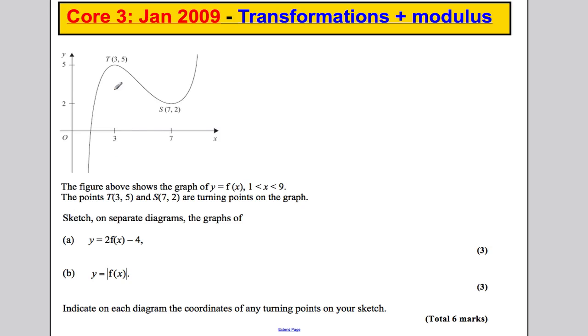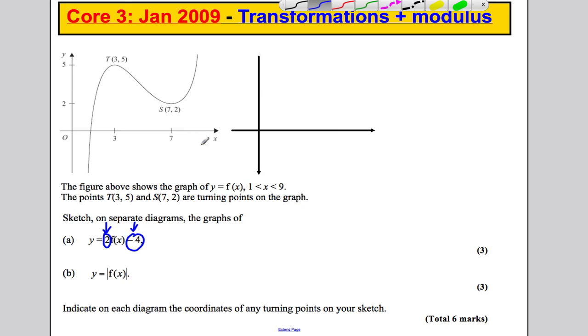Okay, we're given a function, we're told some key points here, and we're asked to draw the following. Now, for part A, there are 2 transformations going on here. There's some sort of stretch in the y direction and there's some sort of translation in the y direction. They are both outside the brackets, and I said that when they're both outside, you do this one first and then this one. So let's draw ourselves some axes and let's do the doubling first.